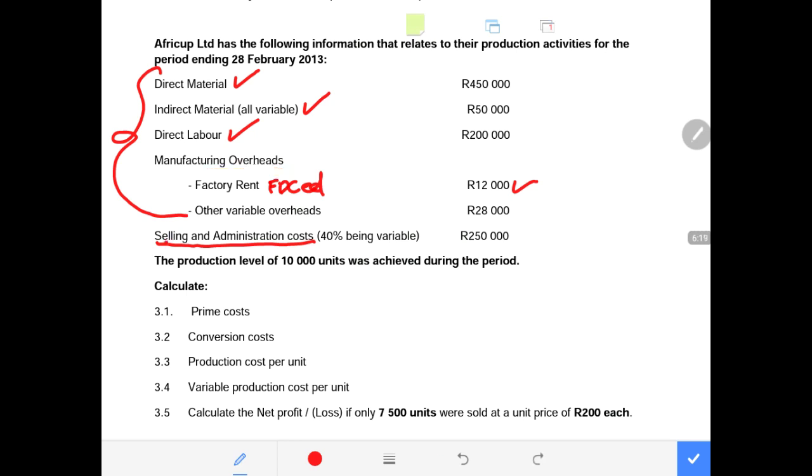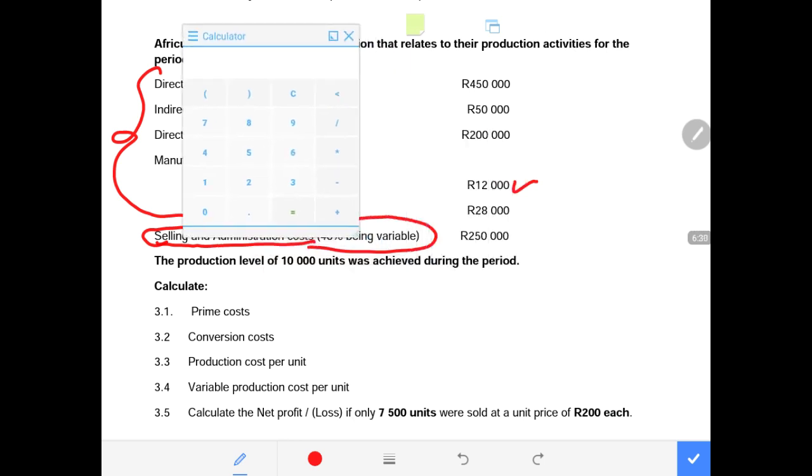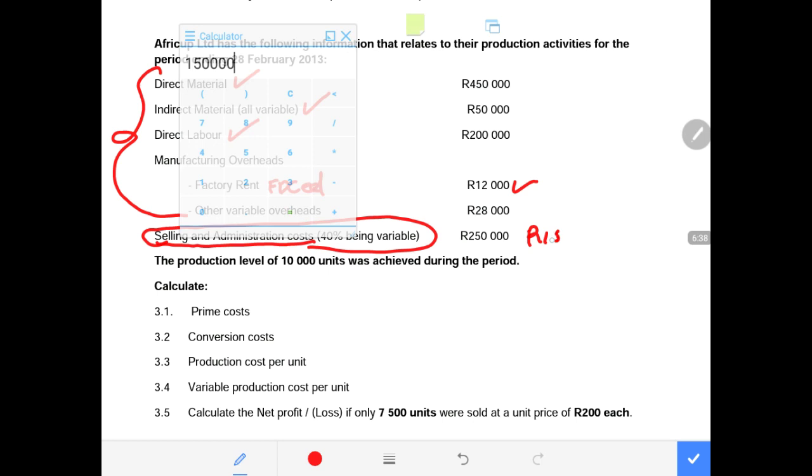Now we have our selling and administration cost, where they say 40% of it is variable and 60% of this cost is definitely fixed. So that means out of the 250,000, we multiply that by 60%, we get 150,000 rands, and that 150,000 rands is a fixed cost.